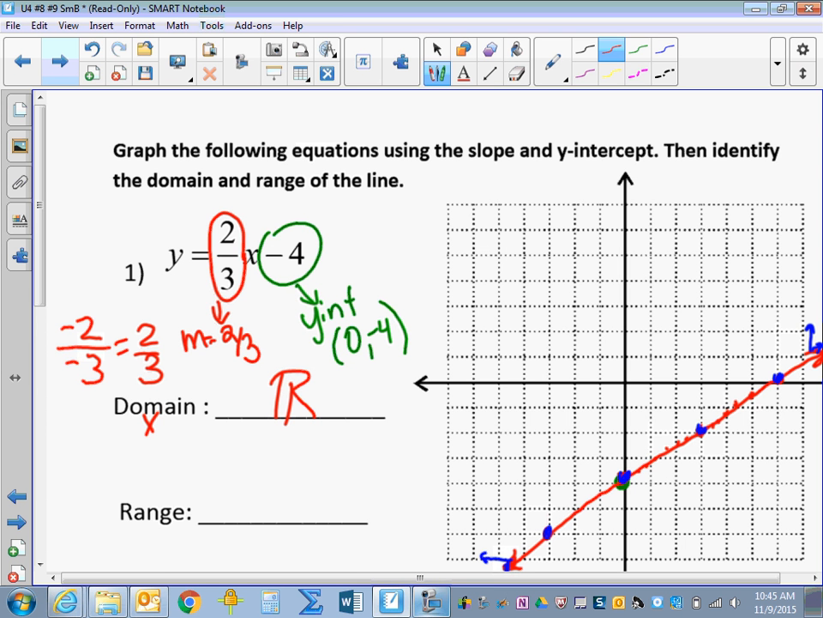If you have a solid line, and it has arrows on the end, your domain is always going to be all real numbers. All right, so Trey, what do you think my range is going to be?